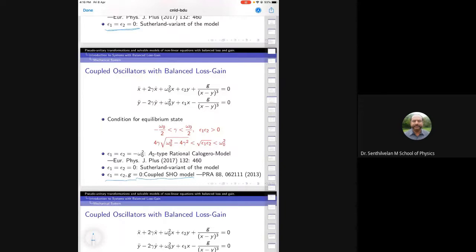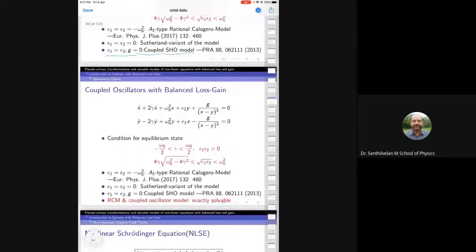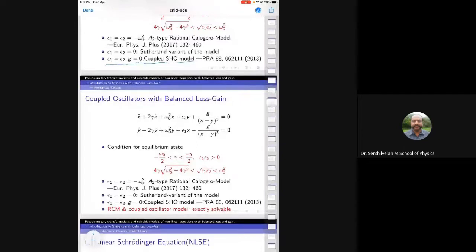The experiment was observed before the theory, and in order to explain those experimental results, this was proposed as a mathematical model. And after that, there are many papers on this balanced loss gain system, their Hamiltonian formulation, and their quantization, and all these things. And one more thing, I will not give any example, but I just name the fractional Calogero model and the coupled oscillator model. One can find exact solutions for this model in the limit discussed here.